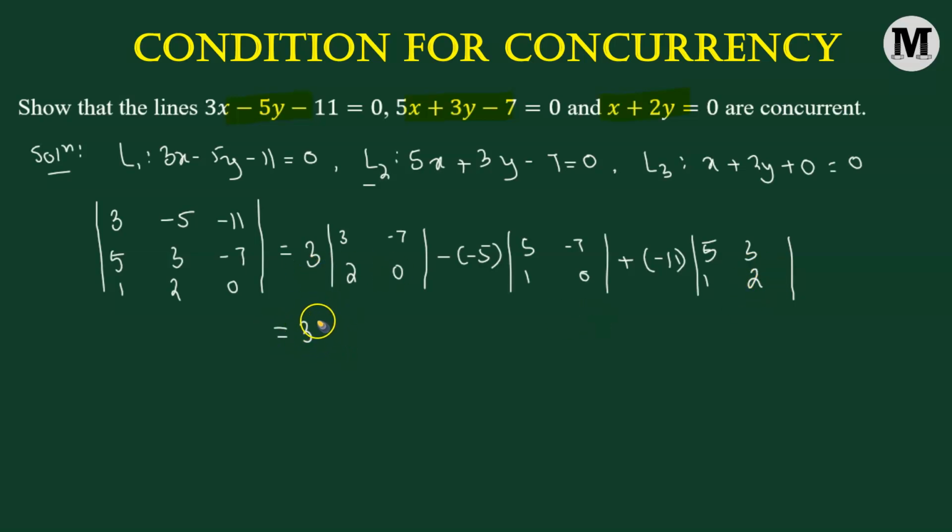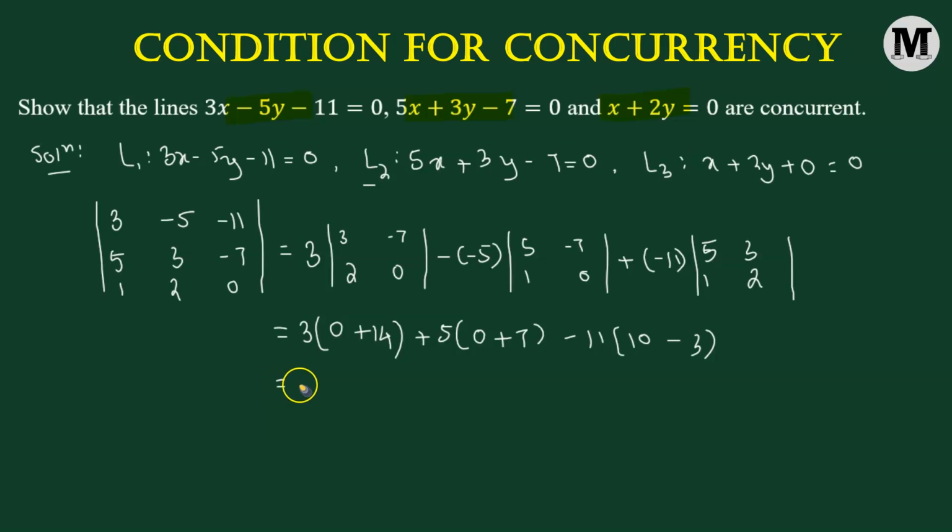So we have 3. 3 is going to get multiplied to, so we have 3 times 0, that's going to give us 0, minus 2 times negative 7, that's negative 14, but we're going to get positive 14 since we already have the negative sign. Negative times negative 5 makes it positive 5. So 5 is going to get multiplied to, so 5 times 0, that's 0. Then 1 times negative 7, with the negative sign, makes it positive 7. And then we have negative 11 multiplied to 5 times 2, that's 10, minus 1 times 3, that's 3.